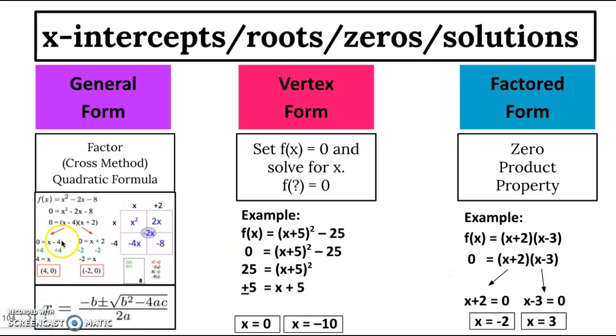So what we did this week is talk about how to find the x-intercepts from factored form, vertex form, and from general form. We've only talked about one method so far, which is factoring. Next week, we're going to talk about how to use the quadratic formula to find those as well.